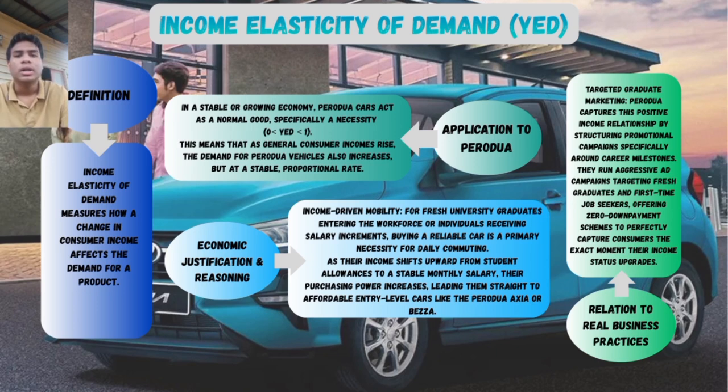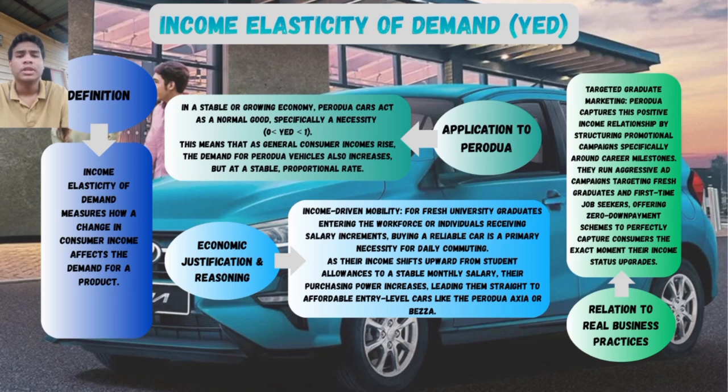For Perodua, the car is considered a normal good, specifically a necessity good, where the YED value is between 0 and 1. This means when consumer income rises, the demand for Perodua vehicles will also increase, but only at a stable and proportional rate. This is because Perodua cars are affordable and practical for daily use, making them a necessity for many Malaysians. For example, when the economy is stable and salaries increase, many people are financially capable of owning a car. However, instead of purchasing an expensive luxury vehicle, many middle-income consumers prefer affordable and fuel-efficient cars like Perodua.